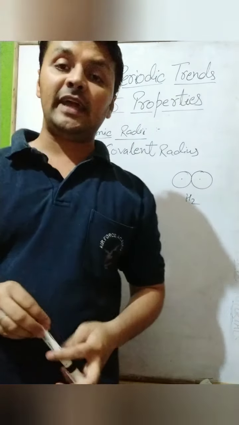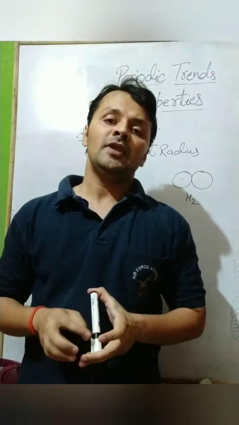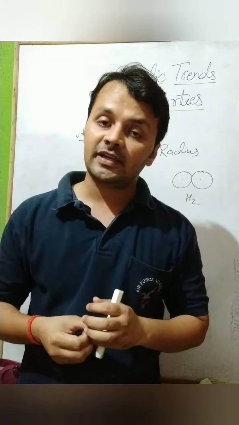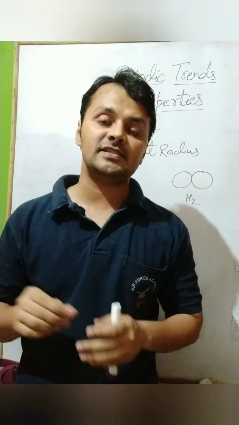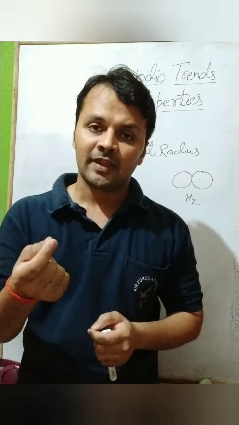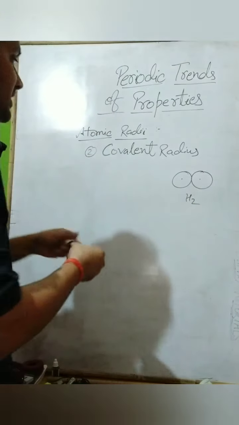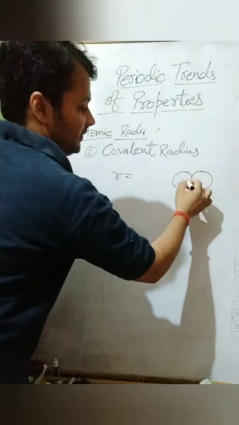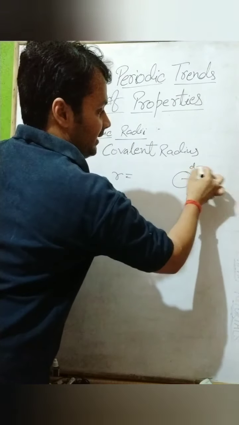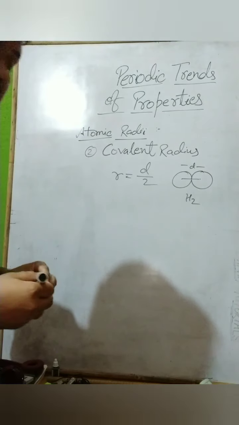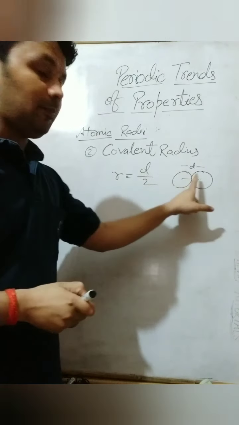So we have some spectroscopic techniques. One of them is very famous, the X-ray diffraction technique, which is used to calculate distances at the molecular level of atoms and molecules. So the covalent radius will be equal to, if we consider this distance as d, then d upon 2. The covalent radius of hydrogen will be d upon 2.